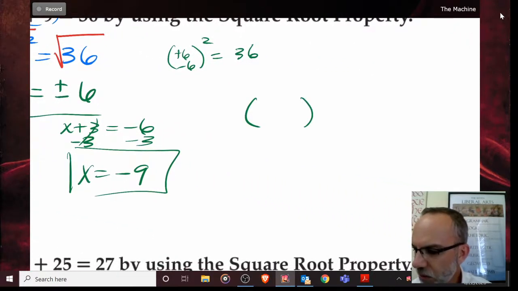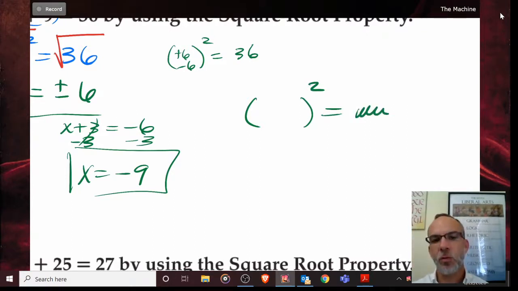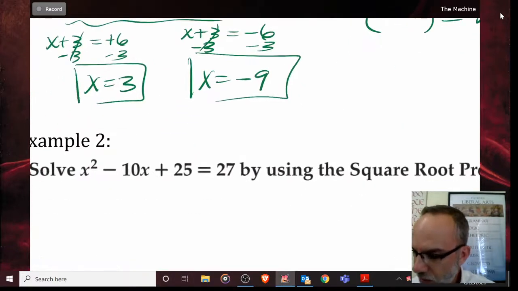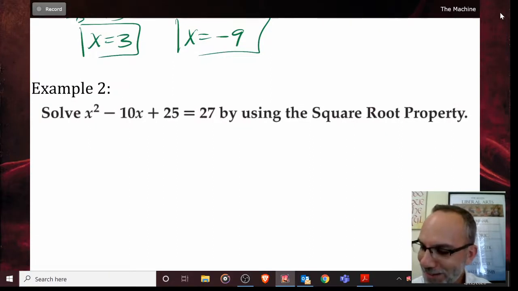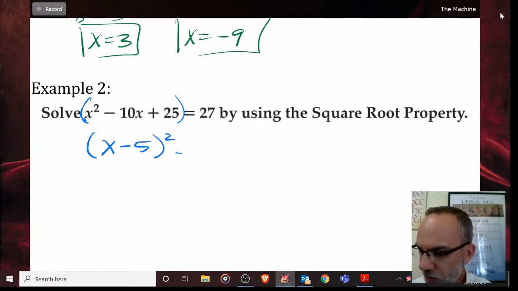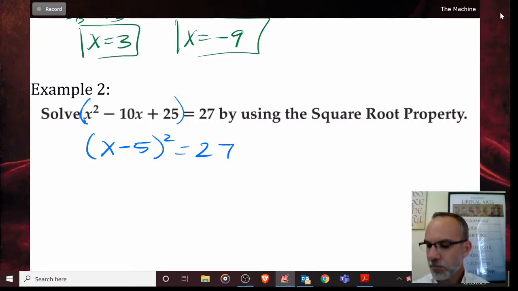You want something that looks squared is equal to something else on that side. That's what you want. So now solve this one using the square root property. Okay, well, this looks fairly promising right here. Is that a perfect square trinomial? Why, yes it is. So this now factors down to x minus 5 squared is equal to 27. Just simply factor x squared minus 10x plus 25. That factors down into the quantity x minus 5 squared is equal to 27.